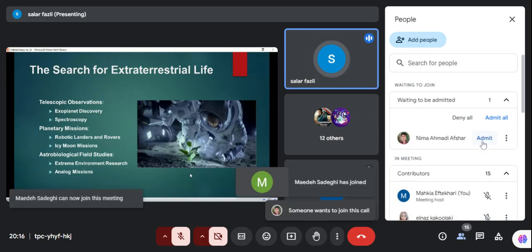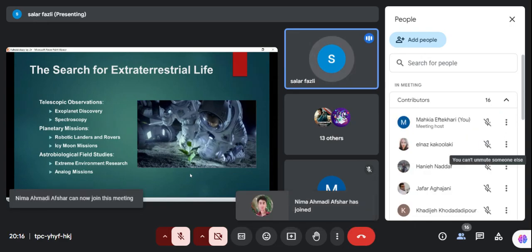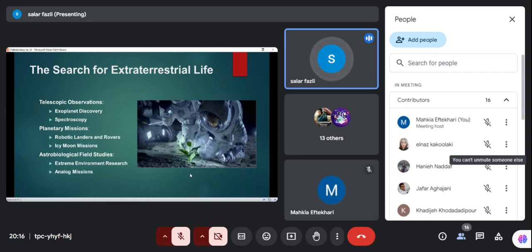Using telescopes like the Kepler Space Telescope and TESS, referring to the Transiting Exoplanet Survey Satellite, to identify exoplanets in the habitable zone of their stars. And in the case of spectroscopy, analyzing the light from distant planets to detect chemical signatures in their atmospheres that could indicate the presence of life, such as oxygen, methane, or water vapor.